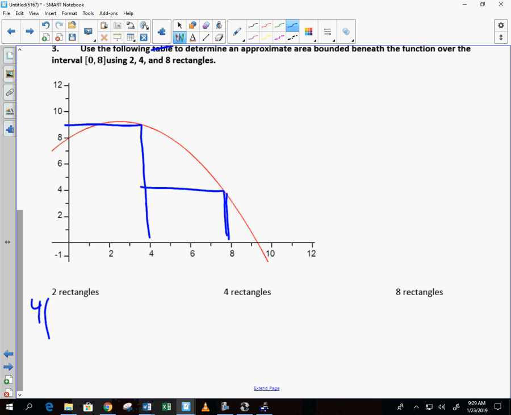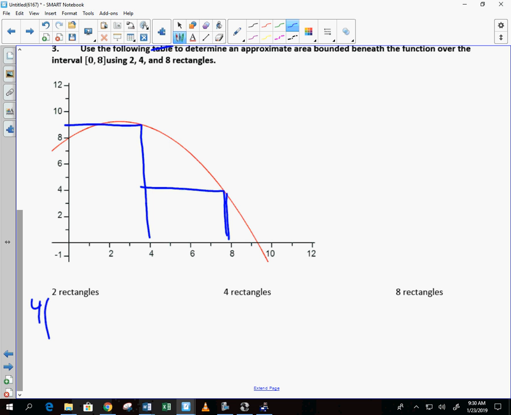So the others were over. Right hand does not always mean over or under. But if the function's increasing, then right hand will make it an overestimation. If the function is decreasing, then right hand will make it under. Opposite for left-handed, and we'll get to left-handed tomorrow.